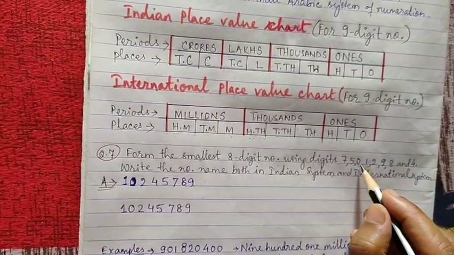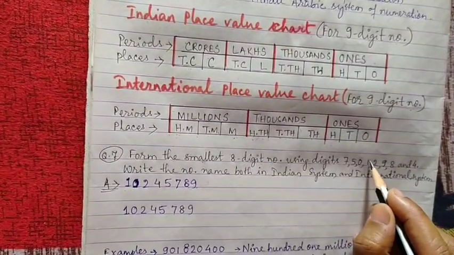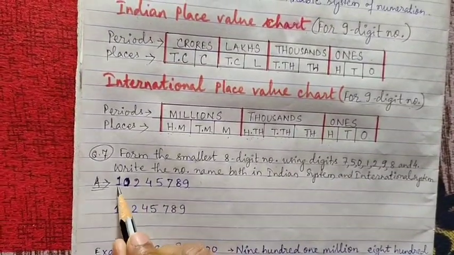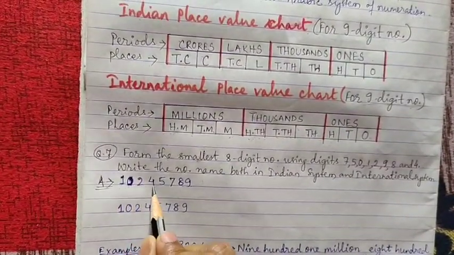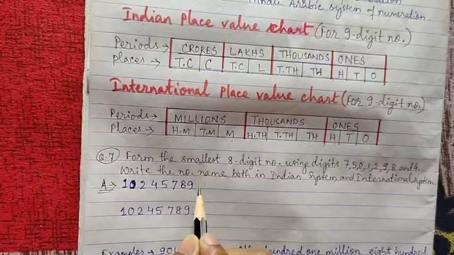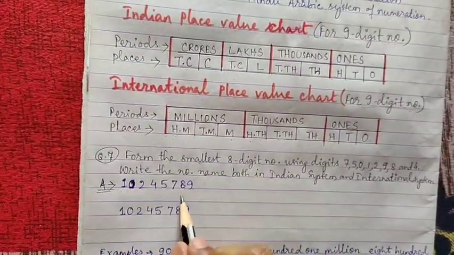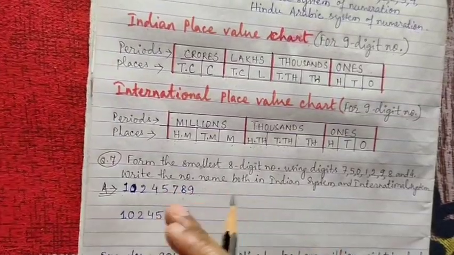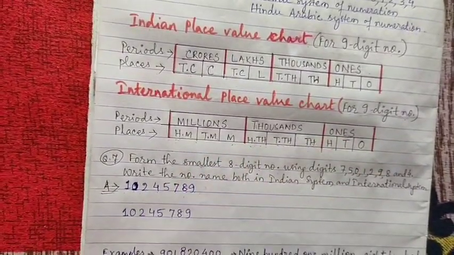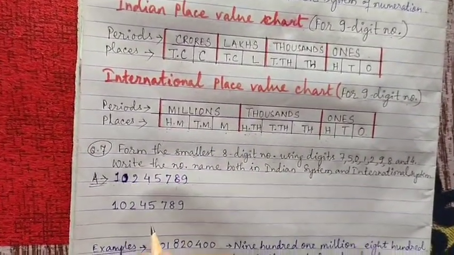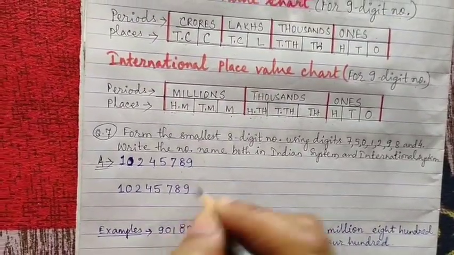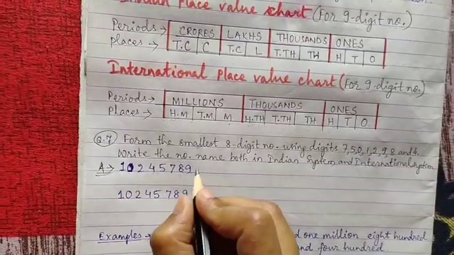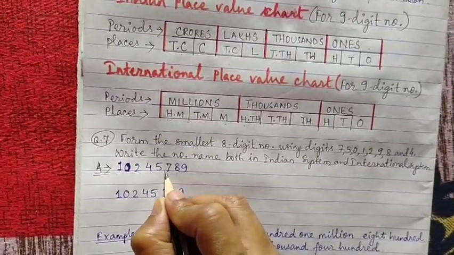So, we should not start from 0. You should start from 1. 1 then 0. So the number formed will be 1, 0, 2, then 4, 5, 7, 8, 9. This is the smallest 8-digit number. Now you have to write this number using both the Indian system and the international system. So how to write the number name? First you have to put the position of commas. So start from the right hand side. This is in the Indian system. So 1, 2, 3, then comma.